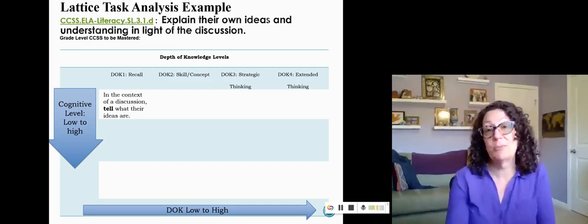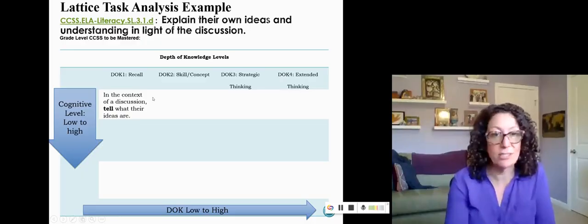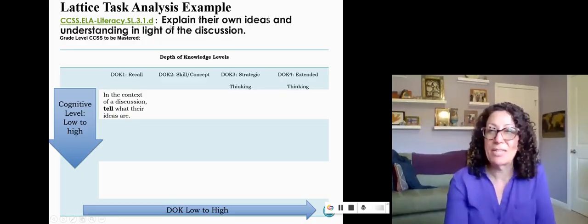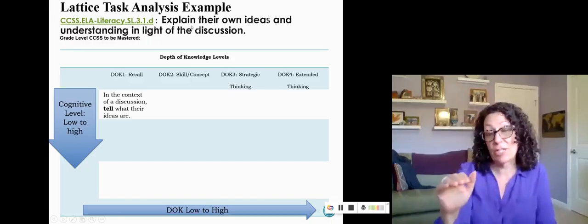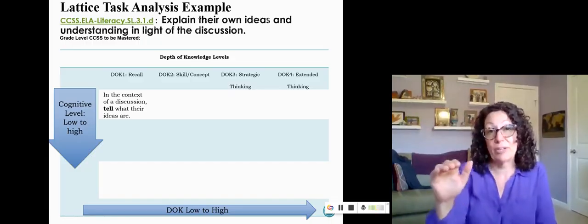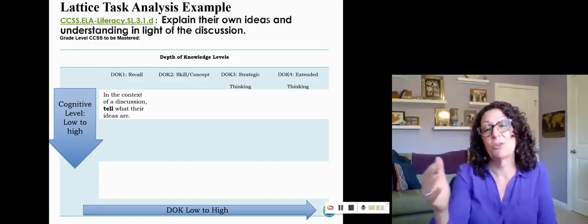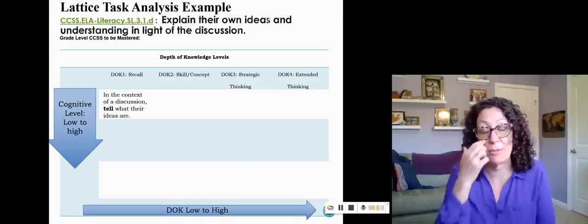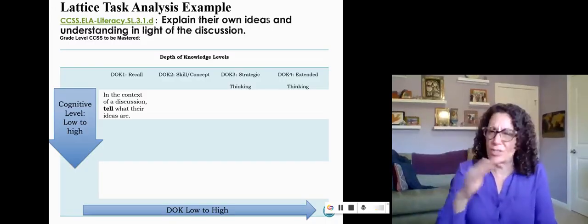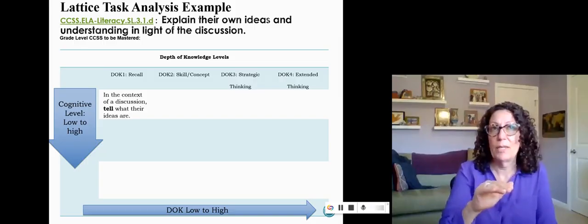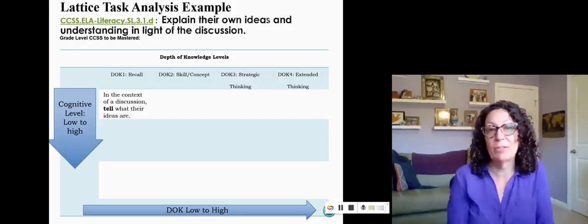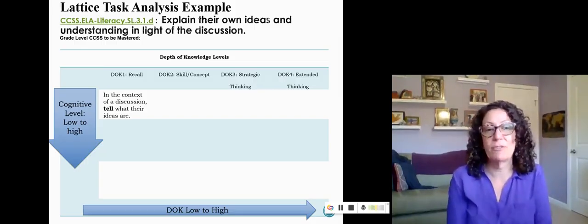So the child, in this particular case, would be at a low level, just a recall level. He could tell what his ideas were, but he wasn't able to get to that level of explain. He's still working on our Common Core Standard for 3rd grade: explain their ideas in light of a discussion, or in this case, in light of a peanut butter and jelly sandwich. So does that make sense? How it's a low level, but we can say that it is about this higher level, 3rd grade level skill.